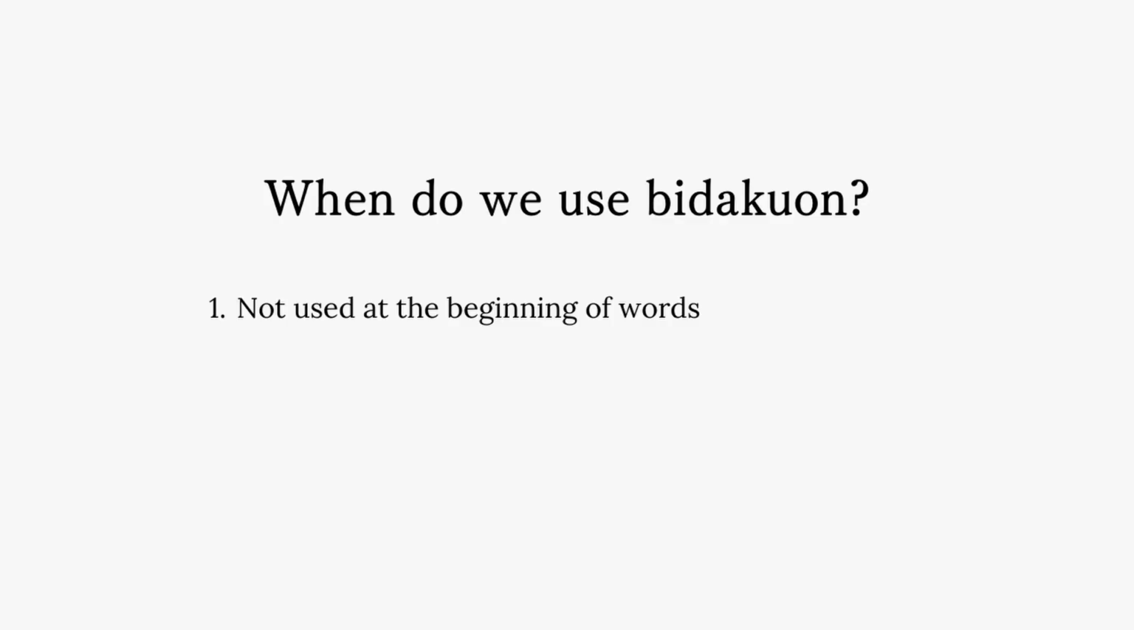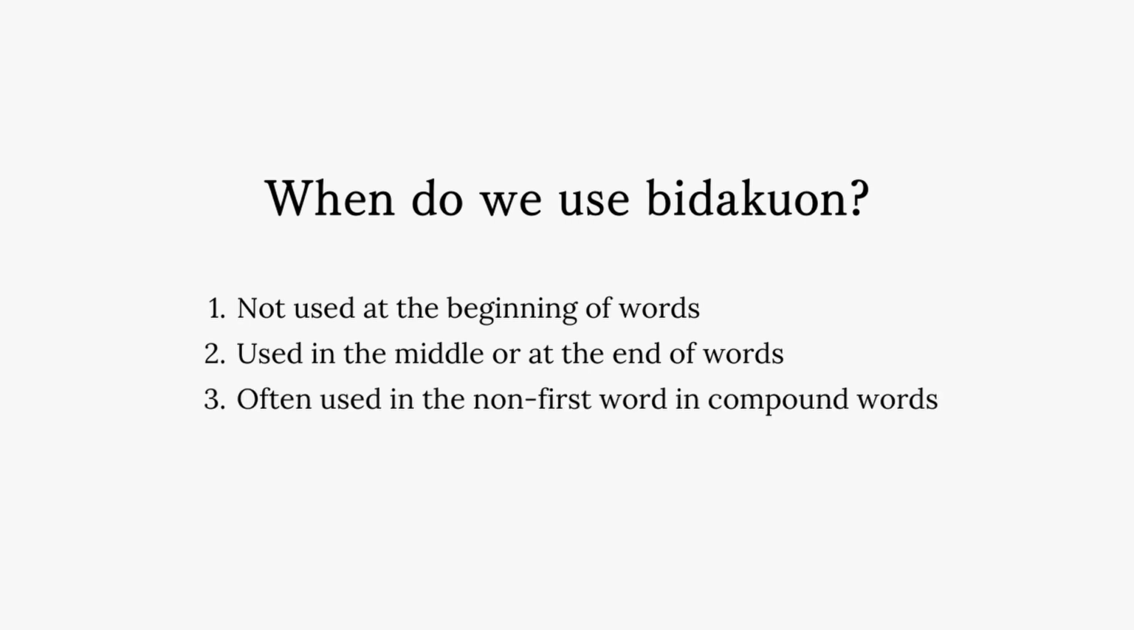So how do we know when to use each sound? Here are the guidelines for when to use Bidakuon. 1. We don't use them when they're the first sound in a word. 2. We do use them when they're not the first sound in a word. 3. We do use them when they're the first sound in a non-first word in a compound. And 4. We don't use them for words borrowed into Japanese. But note that each of these rules does have exceptions.